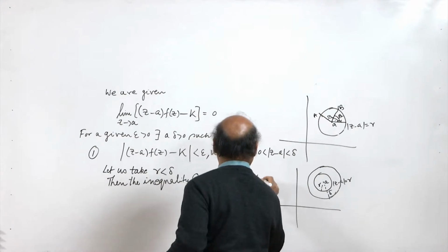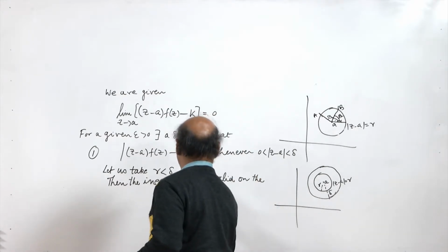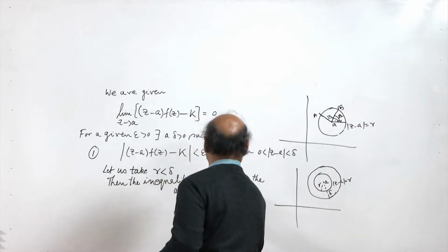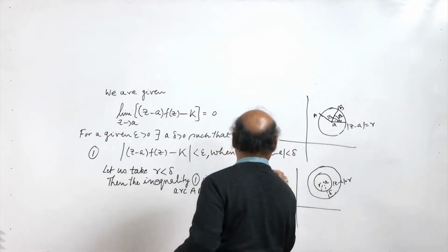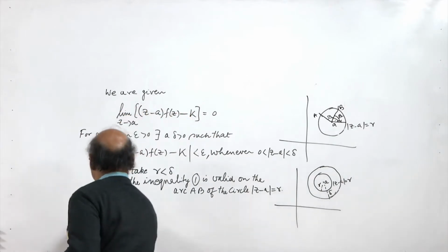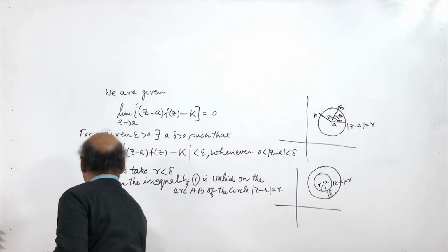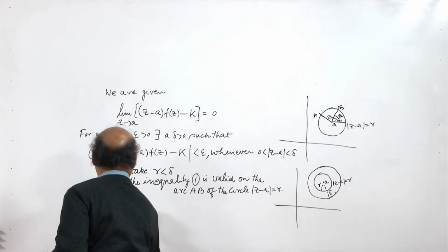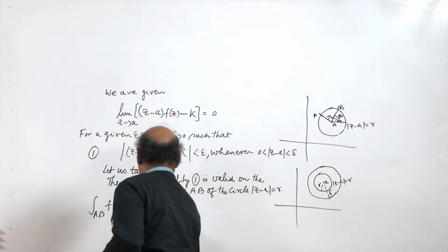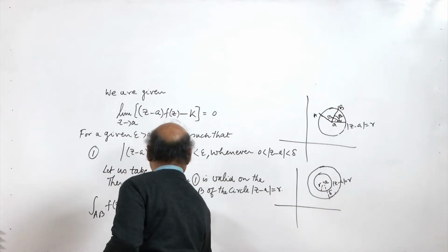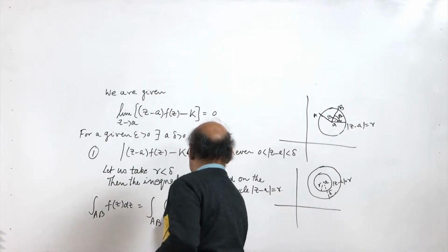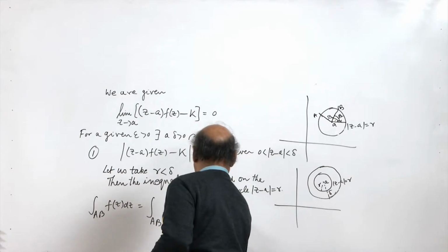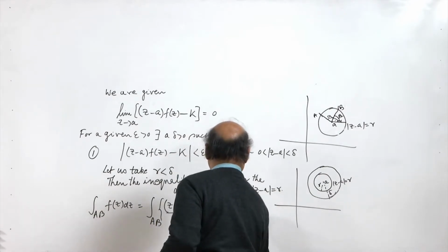on the arc AB of the circle mod of z minus a equal to r. Now, let us write the integral over AB of f(z) dz equal to the integral over AB of [(z minus a) into f(z) minus k plus k] divided by (z minus a) into dz.